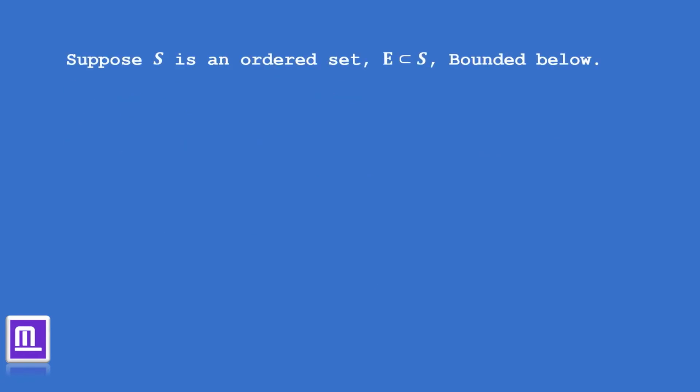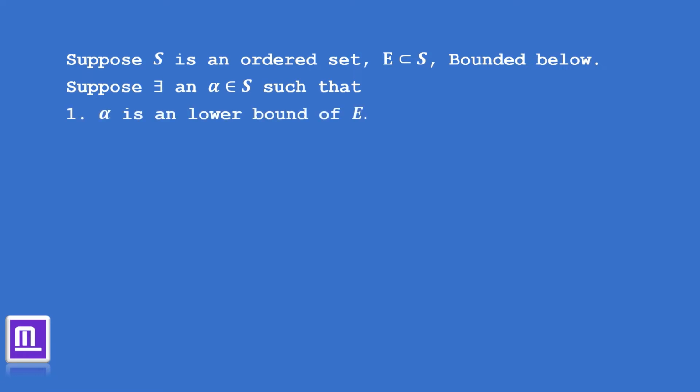After knowing about Supremum, it is very easy to connect this with the Infimum. We need an S, an ordered set, and a subset E of S which is bounded below with respect to S. Then suppose there exists an alpha in S with the properties that alpha is a lower bound of E, and if gamma is not equal to alpha and not related to alpha, you can read this as gamma is greater than alpha, then gamma is not a lower bound of E.